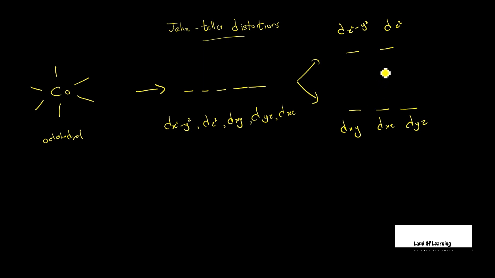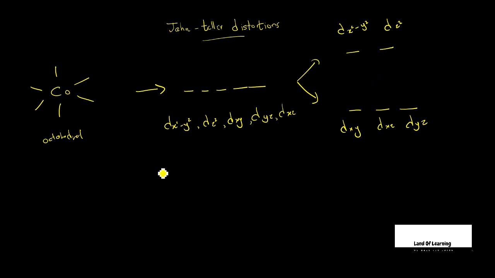If you do not have a good idea about how each orbital is oriented around our metal center, I highly recommend you go to that specific video. I will put the link above. You need to have a very good idea about each of these orbitals and how they are positioned around our metal center in order to understand the Jahn-Teller distortions, right?